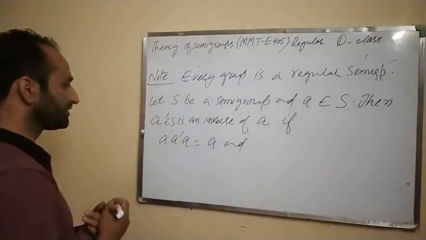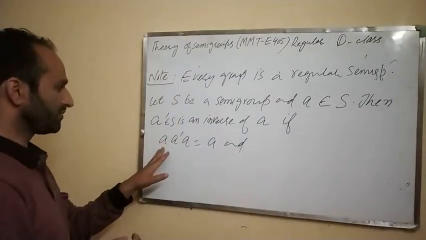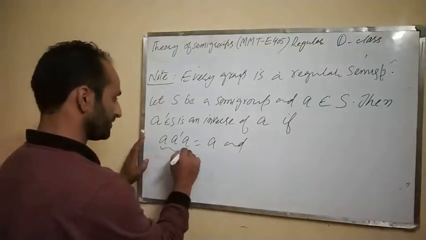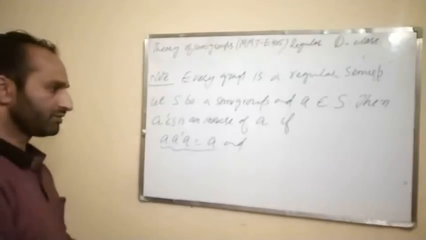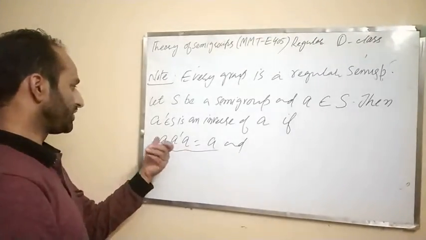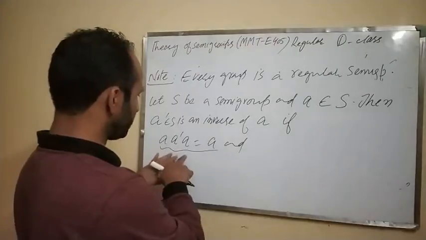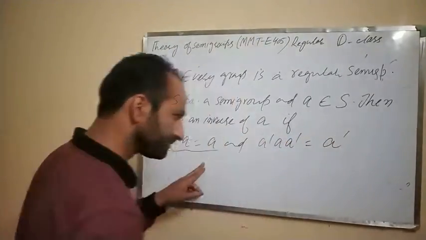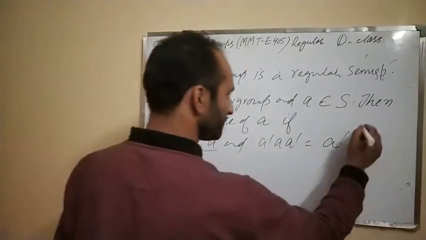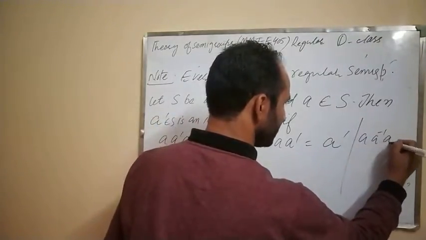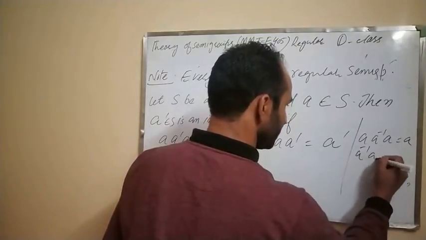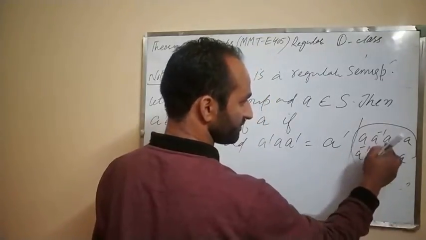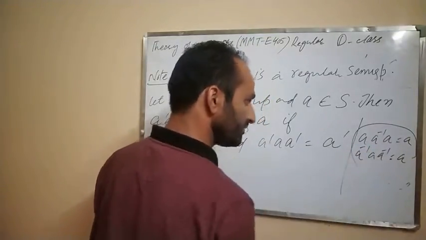In the case of a regular element, there should be a' such that aa'a = a. That's a single equation required for the element a to be regular. But for a' to be an inverse of a, we must have two equations. One is aa'a = a, and the second is a'aa' = a'. It's like the inverse in a group: a a⁻¹ a = a and a⁻¹ a a⁻¹ = a⁻¹. In the case of groups, it's true.